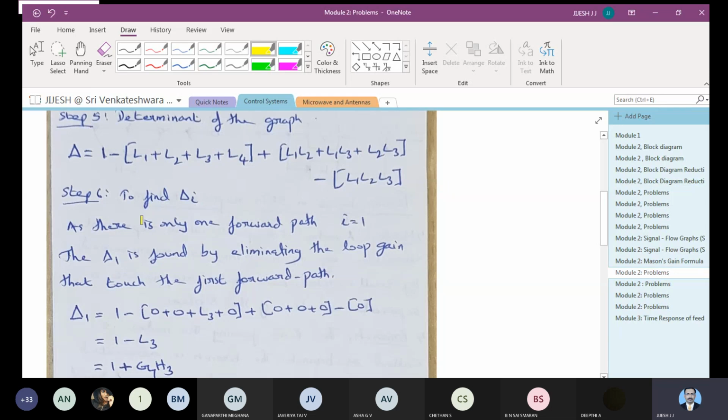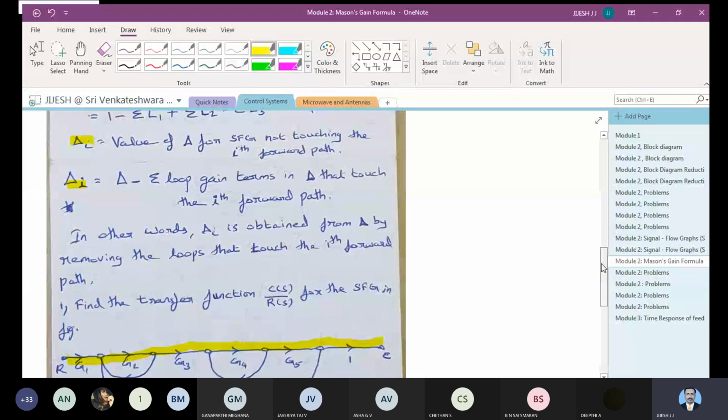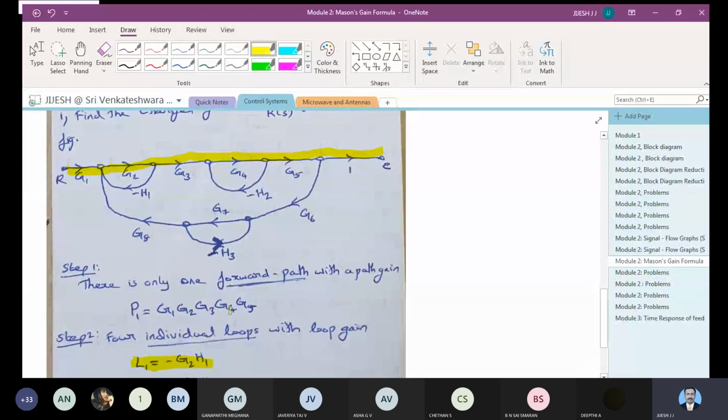Listen carefully. To find out delta I, as there is only one forward path here. How many forward paths are there? One forward path. So here only one forward path is available, so I will be 1. If two forward paths were available, I will be 2. If three forward paths were available, I will be 3. So here only one forward path is available, so I is 1.